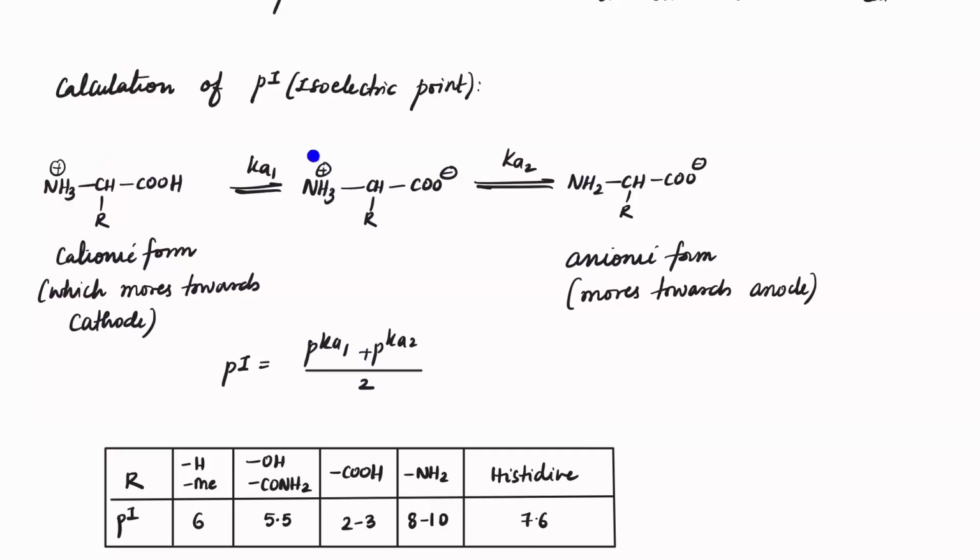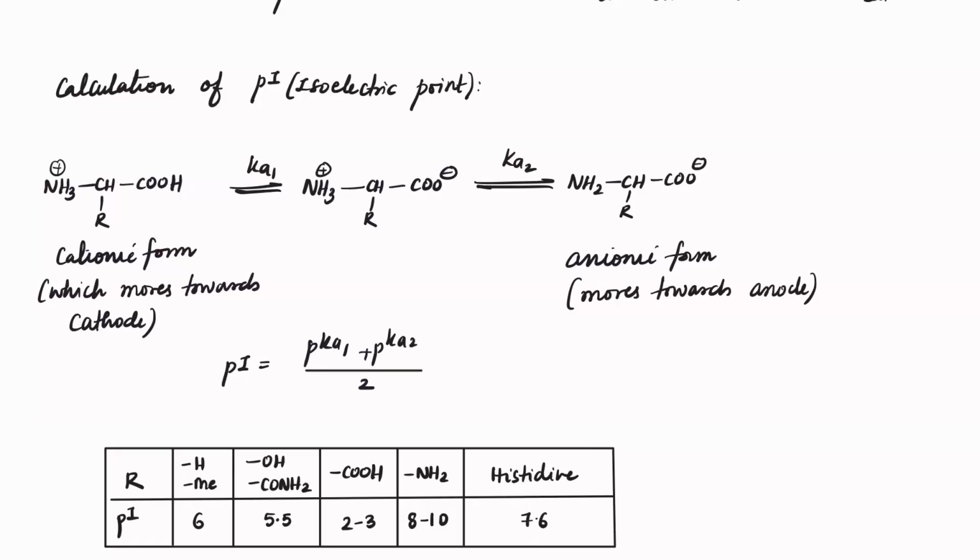And once this is formed, this can still behave like an acid, because this NH3+ can also give one more H+. If it gives that H+, then you will get NH2 here and COO- here, correct? So it is very similar to how diprotic acids work. It is like a diprotic acid ionization.